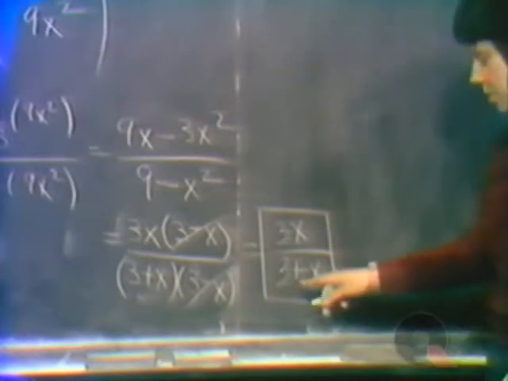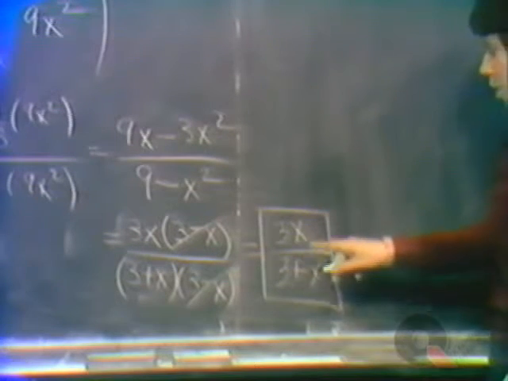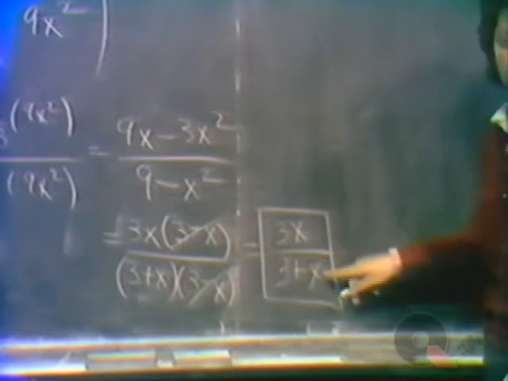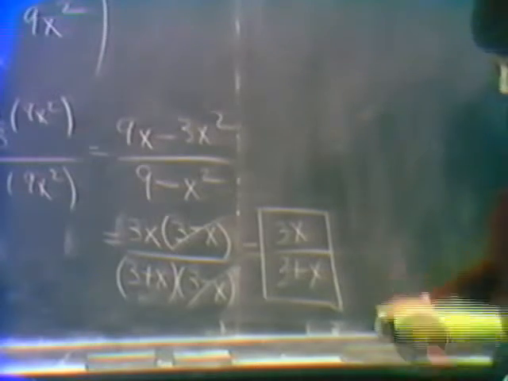We cannot cancel the 3's or the x's because 3 and x are factors in the numerator, but they're terms in the denominator. They're not factors in the denominator, so this is as far as it goes.